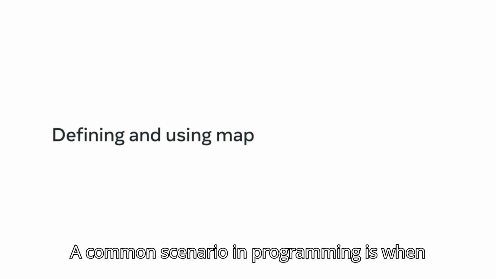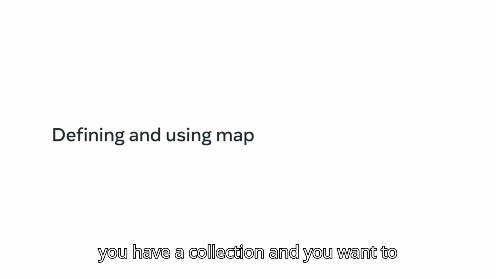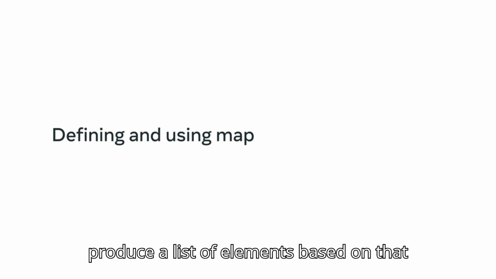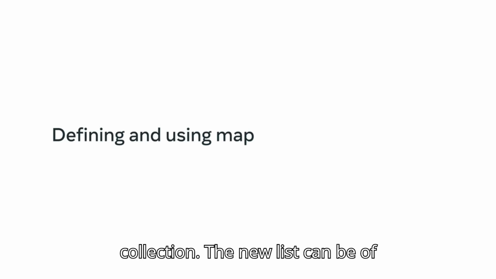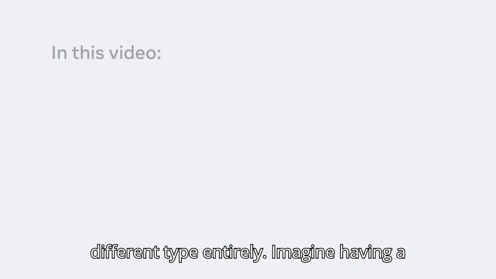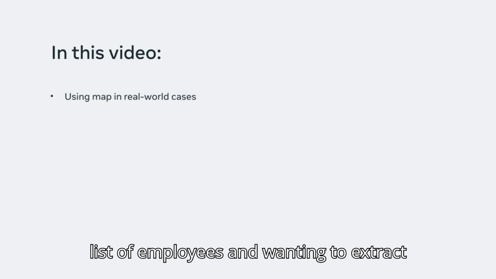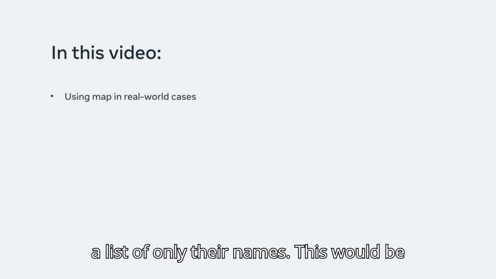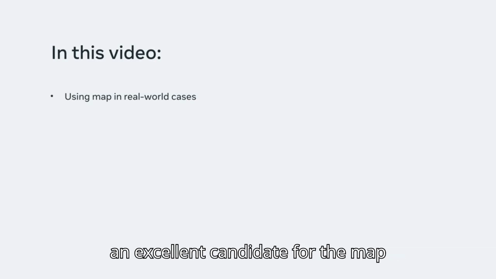A common scenario in programming is when you have a collection and you want to produce a list of elements based on that collection. The new list can be of elements of the same type or of a different type entirely. Imagine having a list of employees and wanting to extract a list of only their names. This would be an excellent candidate for the map function.